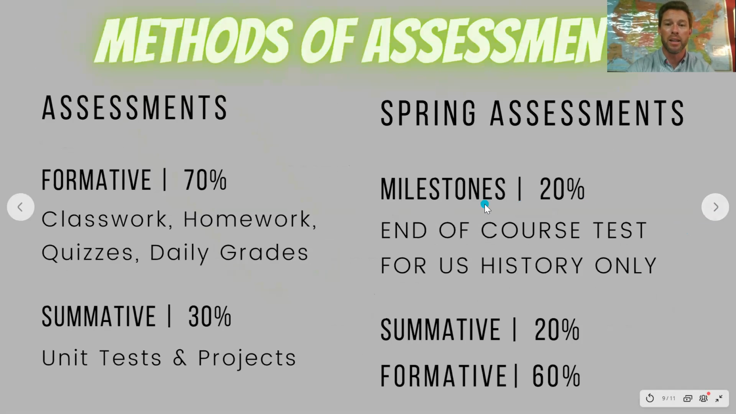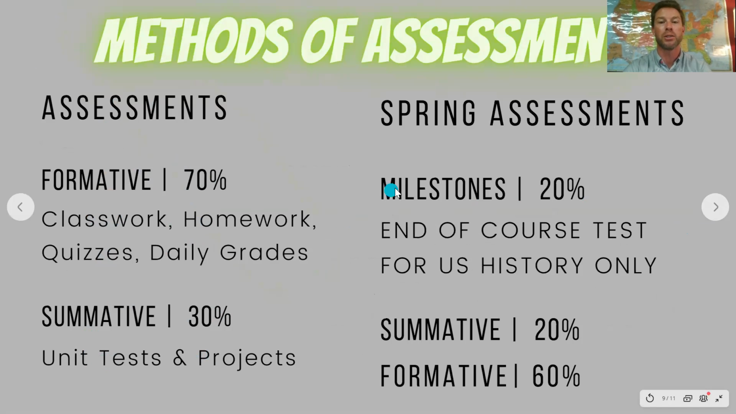All right, the methods of assessments in my classes. On the left-hand column, this is true for both classes for fall semester. You're going to have your formative assessments, which are worth 70%. Formative assessments means classwork, homework, quizzes, and daily grades. And then 30% of your grade is going to come from summative assessments, meaning unit tests and projects.